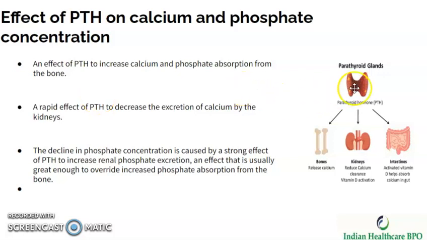In this diagram, you can see that parathyroid hormone acts on the bone and releases calcium, and acts on the kidney and reduces calcium clearance and increases vitamin D activation, and in the intestine activated vitamin D helps to reabsorb calcium in the gut.